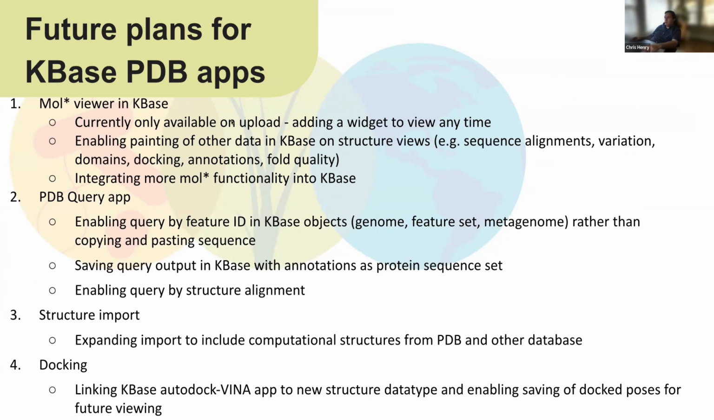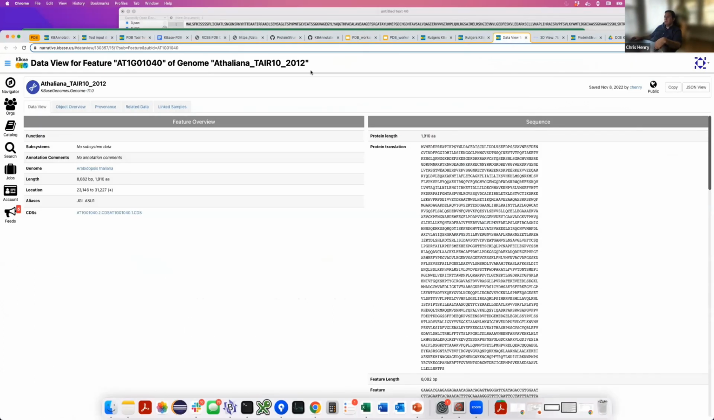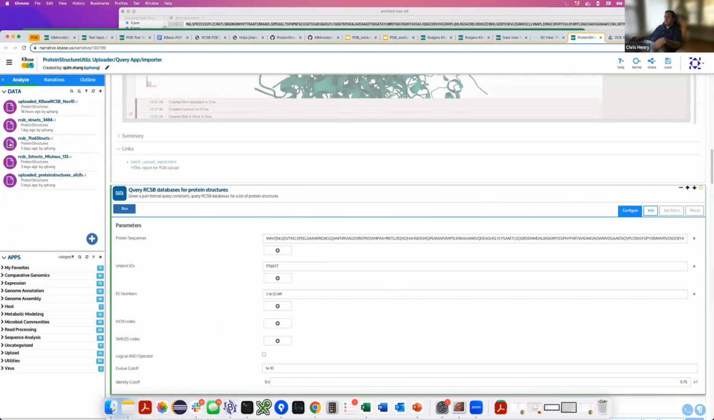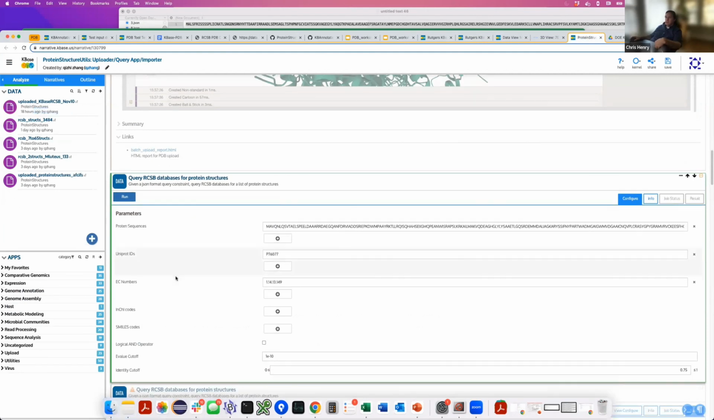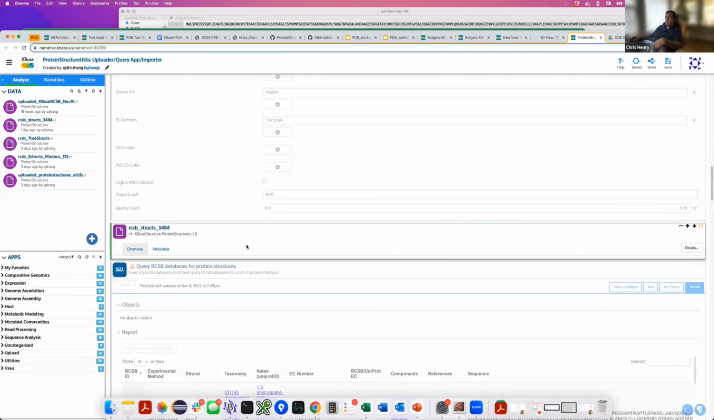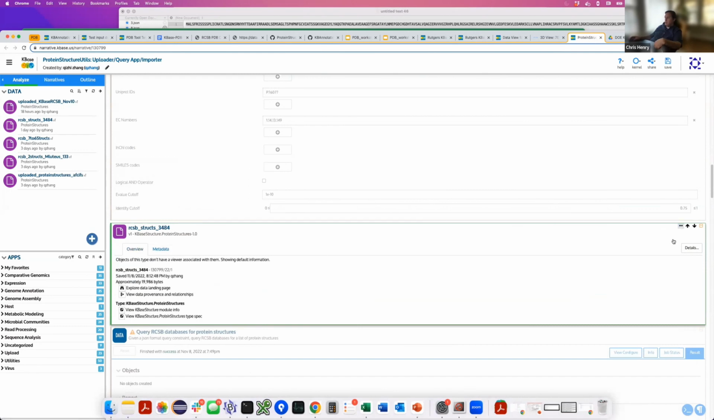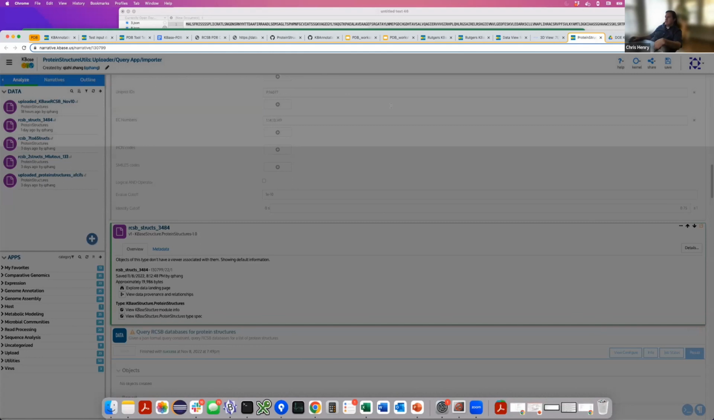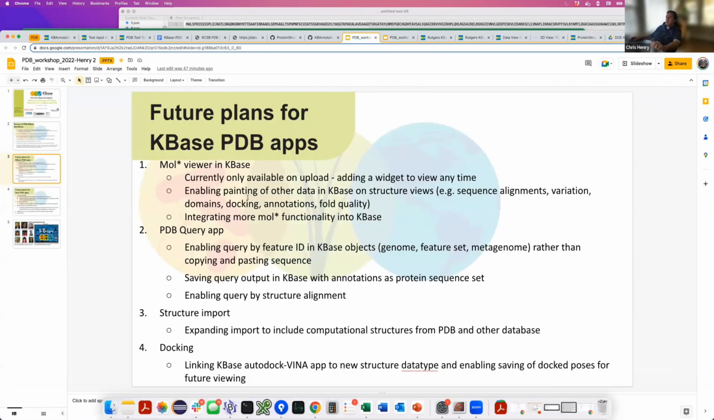The Molstar viewer in KBase is currently only available on upload and specific upload of computational structures. But we're adding a widget, so that'll be available anytime. Remember, the structures get stashed as the protein structures data type in these narratives. We're just going to make it so that if you click on this data type, the Molstar view would come up. At the moment, the viewer is very minimal, but we'll make it so that the Molstar view actually comes up with your structures. That's something we didn't quite get to in time for the workshop.